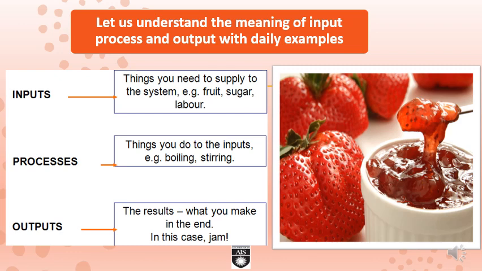Next is processing. That means the process to make the jam, which are boiling and stirring. Last is the output, which is the result. That is the jam, the delicious jam. The result of all these things is the jam that you would get after input and processing. This is a very easy example from which you could know and understand the IPO cycle.